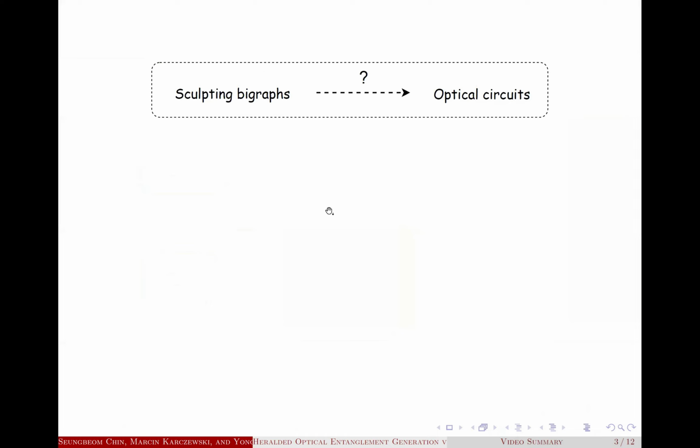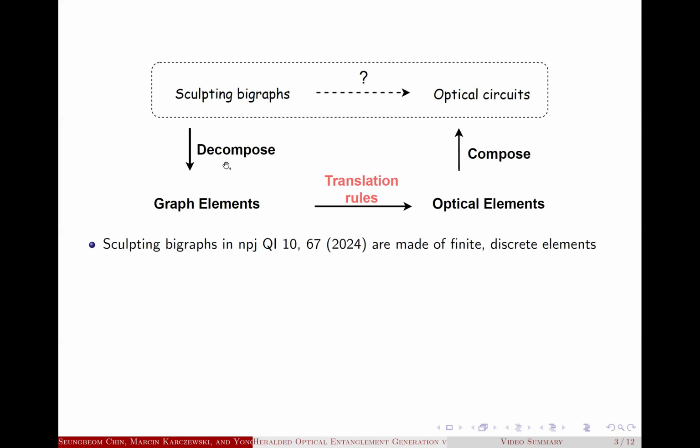The main question of our work, as briefly explained on the former page, is to find a link from sculpting bigraphs, which are the graph representation of sculpting operators that generate multipartite entanglements, to optical circuits that we can actually build in laboratories. And our strategy is as follows. Sculpting bigraphs can be decomposed into a limited number of elements, which can be translated to optical elements with some translation rules we introduce, with which we can compose a linear optical circuit that generates the corresponding multipartite entanglement.